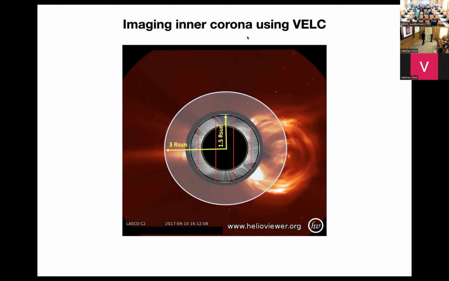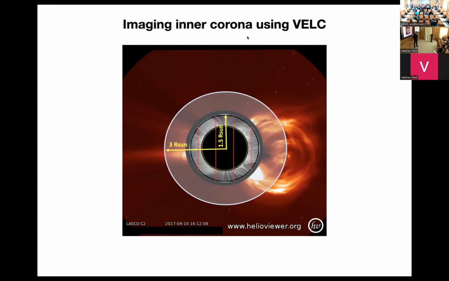Now in VELC, we have two things: imaging as well as spectroscopy. The imaging is all the way from 1.05 up to 3 solar radii, while the spectroscopy is only up to 1.5 solar radii. You can see that we have different slits here. For spectroscopy, you need slits. We have 4 slits, so it is a multi-slit spectrograph. With the spectroscopy, we can also study Doppler motions, and we can compute density, temperatures, and other things, depending on the line that we are going to use. So we have both imaging up to 3 and spectroscopy up to 1.5 solar radii.